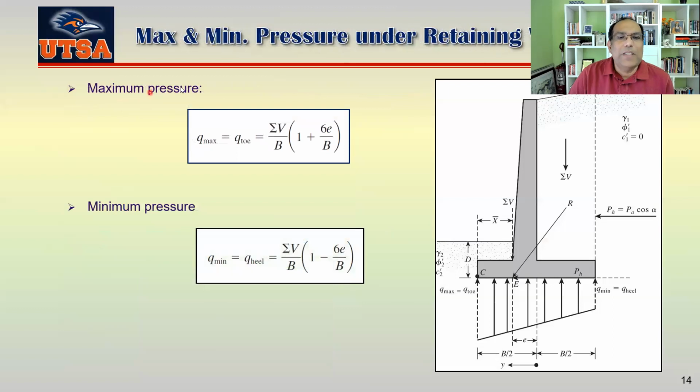Now your maximum pressure at here would be summation of V divided by B, multiplied by 1 plus 6E by B. And your minimum pressure would be summation of V divided by B, multiplied by 1 minus 6E by B. Okay, so if this is much smaller than the bearing capacity, then you are fine. So your factor of safety would be your Qu divided by your Qmax.